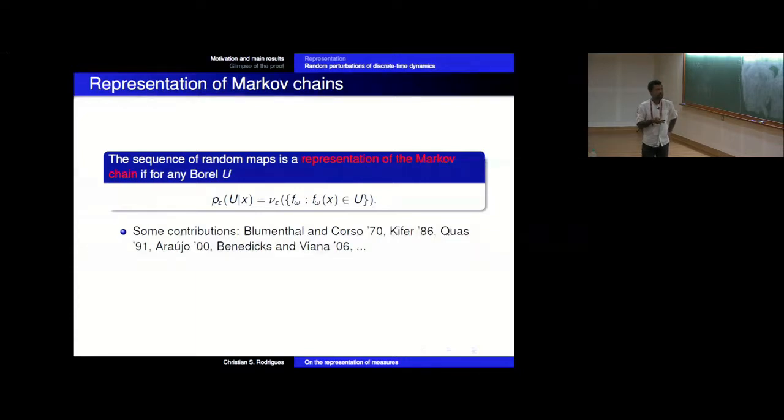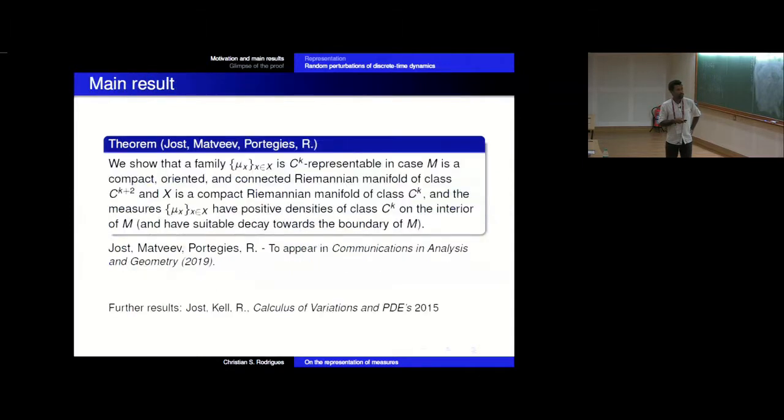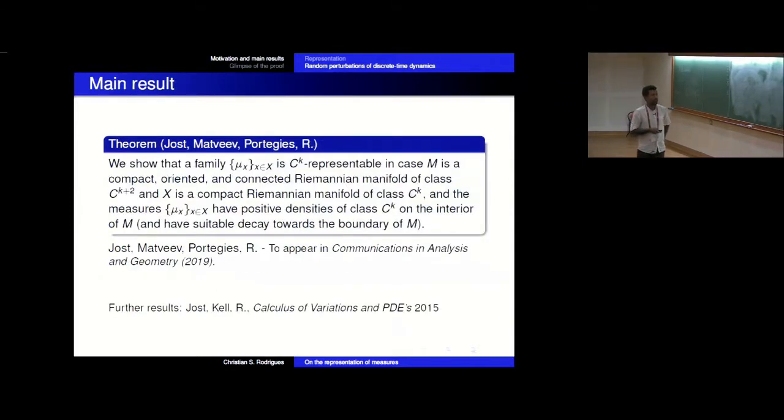So what we try to do is to address this problem in the context that I put in the first slide, like a more general representation problem. And what we did was to translate this into a transportation problem of measures and use some regularity of the transportations to induce the regularity of the maps that represent the measures. I will try to explain a bit of the ideas behind. And that's the result that we have.